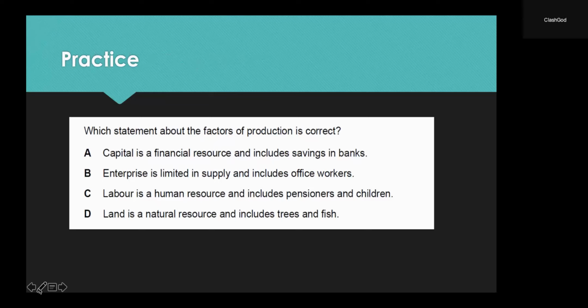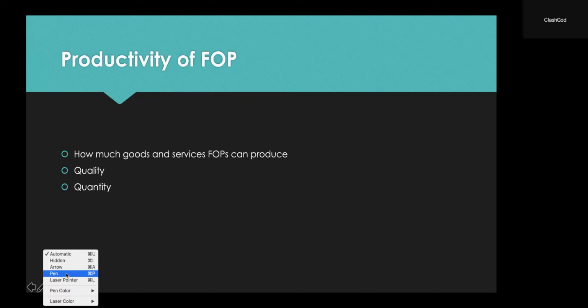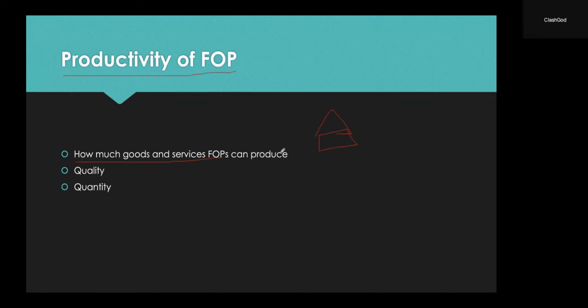And then there is the productivity of the factors of production. Productivity just means how many goods and services the FOPs can produce. So if I can produce more products, I can produce more houses. If I can produce more houses, then the productivity of the FOP is high.